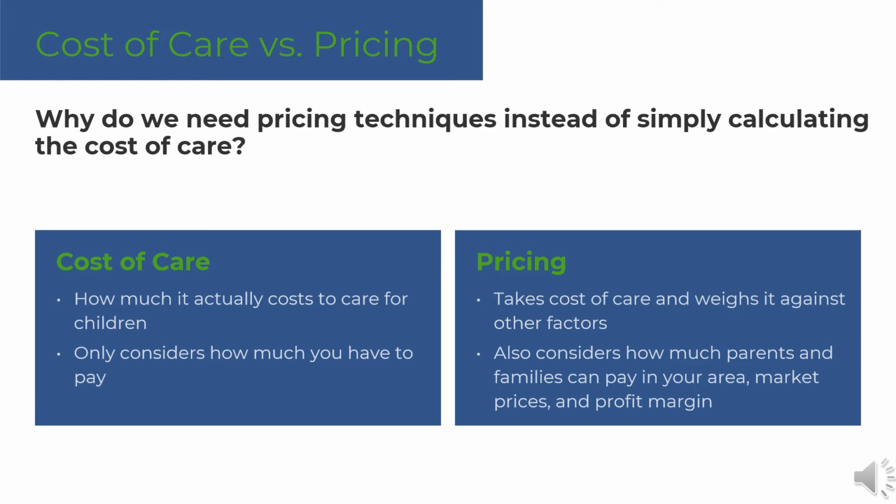Before we dive into it, it is important to understand the difference between cost of care and pricing. Cost of care refers to how much it actually costs you to care for children. Pricing, on the other hand, takes this information and weighs it against other factors, such as how much parents and families can really pay you in your area. For the purposes of this tool, we are going to focus on pricing and helping you determine how you should be asking families to pay.